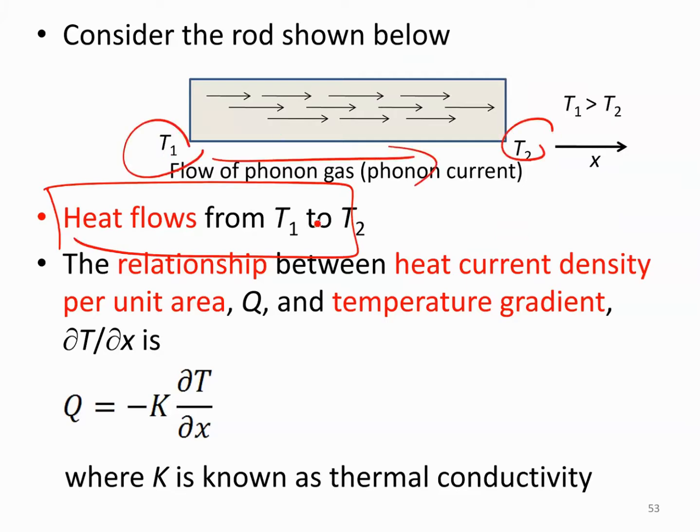Then the relationship between the heat current density per unit area Q and the temperature gradient dT over dx is given by this equation. So Q, the heat current density per unit area, equals negative K times dT over dx. Okay, K is the thermal conductivity. So why do we put the negative here? Because we are referring to T1 to T2. So from the hotter one to the colder one, you'll get a negative result. So in order to get a positive Q, we just add in the negative sign here.